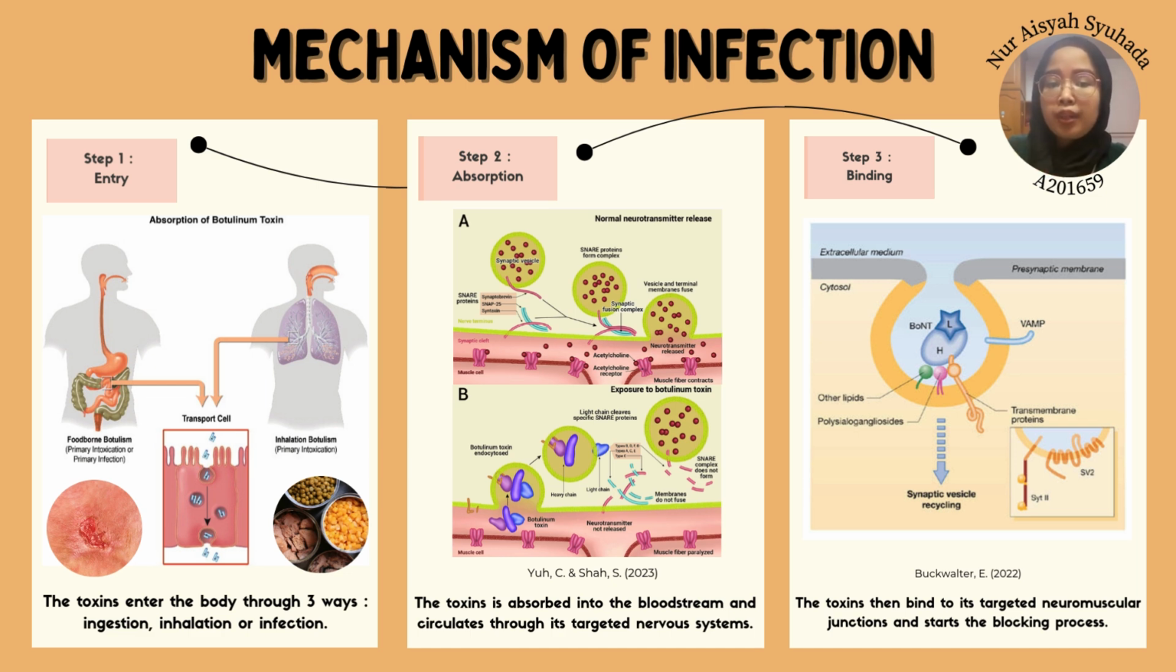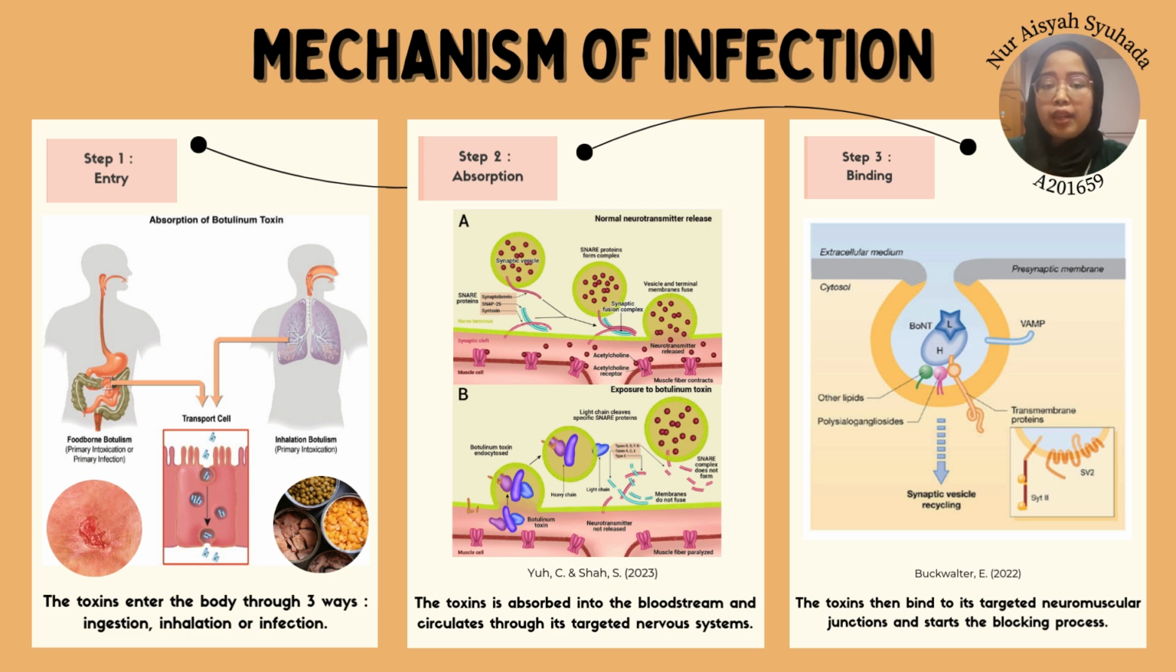Step 2 is absorption. The toxin is then absorbed into our bloodstream, where it then circulates throughout the targeted nervous system. For ingestion, the toxin is absorbed primarily in our small intestine, which then enters our bloodstream via intestinal capillaries. For infection, the toxin thrives in anaerobic conditions, where it will then generally remain bound inside the wound site. And lastly, for inhalation, after the toxins enter the lungs into our respiratory mucus, they enter the bloodstream and follow the same pathway as the other forms of botulism.